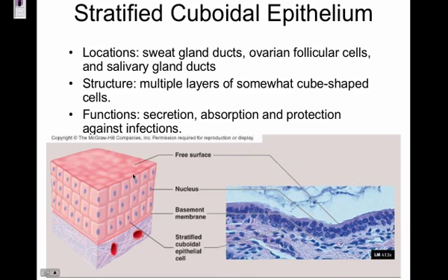Stratified cuboidal, you have multiple layers of somewhat cube-shaped cells. Here you can see that there's two layers. You can see nuclei on top and on bottom. When you look under a microscope, it's not like you see actual cubes, you're looking at cube-like cells. They aren't really flat in this picture, and they're not really tall, so they're cuboidal, not columnar or squamous. These will line a lot of glands, and so they are involved in secretion, absorption, and protection.